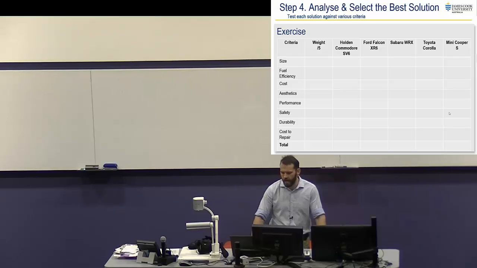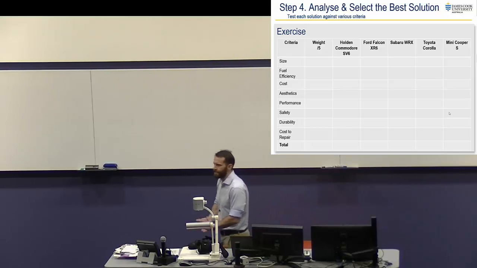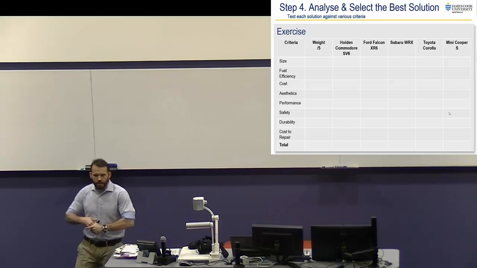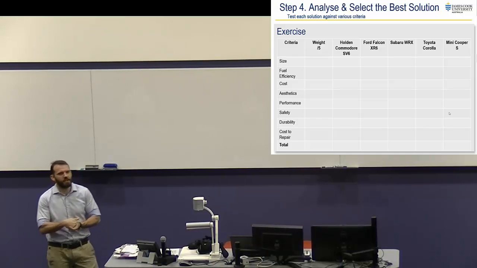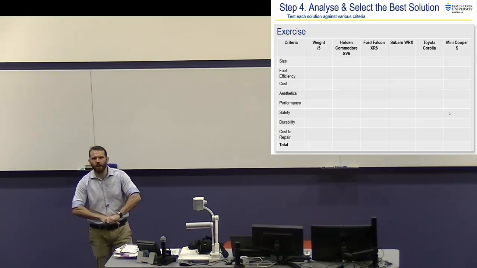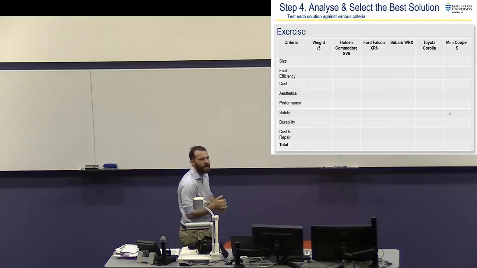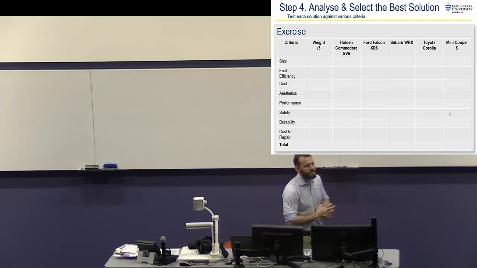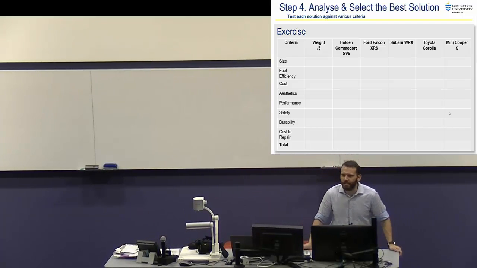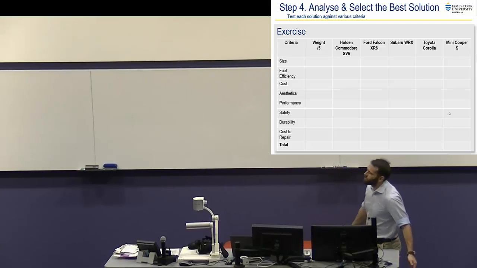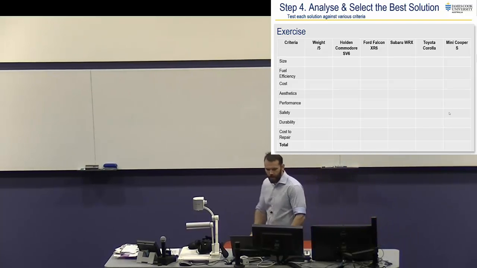For the rest of today, what we're going to do is this. You guys are graduate engineers and you get to choose a car. You've got a nice big high graduate engineer salary and you need a new car and you're going to choose one. All right? And instead of just going and choosing one based purely on emotion, which most of us will, you're going to create a decision matrix.